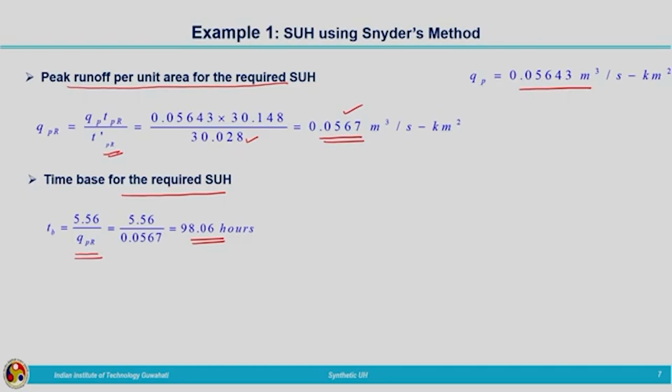We need to get the value corresponding to peak discharge, that is capital QP. Capital QP can be obtained by multiplying QPR with the catchment area. Catchment B has an area of 2000 kilometer square. So, this can be calculated as 113.4 meter cube per second. Now, two more parameters we need to find out. According to Snyder, two other factors required for deriving the synthetic unit hydrographs are the widths corresponding to 50% of the peak discharge and 75% of the peak discharge.